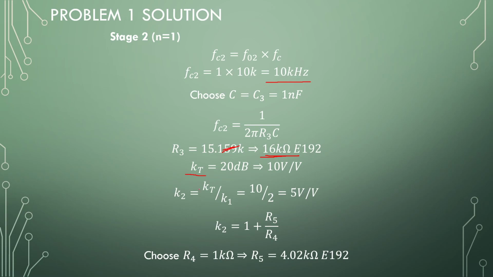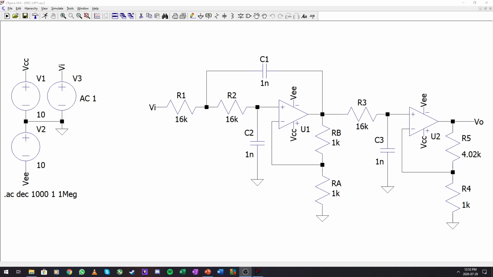Our final design gain is 20 decibels, and that's 10 volts per volt. So all the gains multiplied will be this KT value. KT divided by K1 would be the value of the second stage, and that's 5 volts per volt. Use 1 plus R5 over R4, and 4 kilo ohms would be required to do this. So let me jump into our simulation and check how our filter responds.